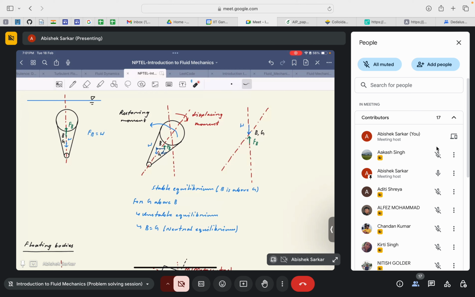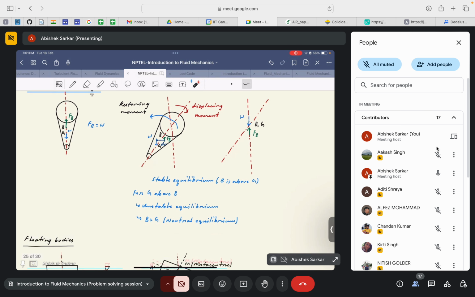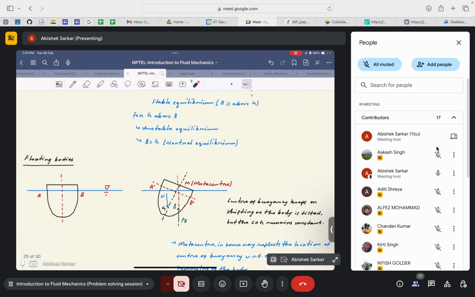Okay, and if B is equal to G, then we say it is a neutral equilibrium. So if we give some displacement, the body tends to stay at that particular modified configuration; it does not displace further or get back to its initial configuration, it just remains like this. Okay, so I hope this part, the stability of submerged bodies, is clear.